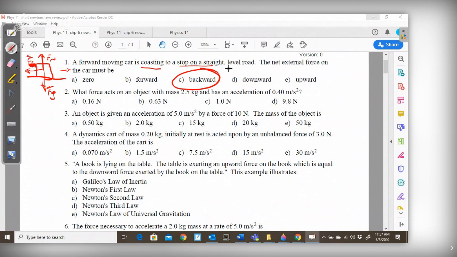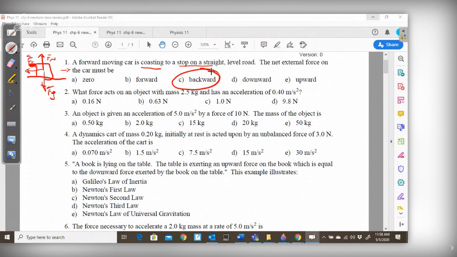So this is Newton's first law, really the law of inertia. An object at rest remains at rest, and an object in motion remains in motion traveling in a straight line if you have no net force acting on it. The net force acting on it causes an acceleration, causes it to slow down. So that's really what's happening here.